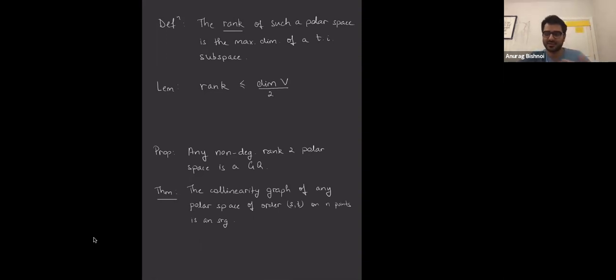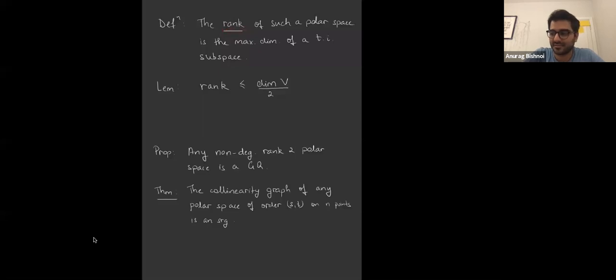I'll read it, but intuitively, what exactly is happening here? We have this lattice of subspaces of the projective space, right? And we are picking some of the elements from this lattice. We are picking some points, some lines, some solids, whatever. And these are the totally isotropic elements, right? Now, the maximum dimension of this subposet that we pick, the height of this subposet, or the maximum vector space dimension of any totally isotropic subspace, is what is known as the rank of a polar space.